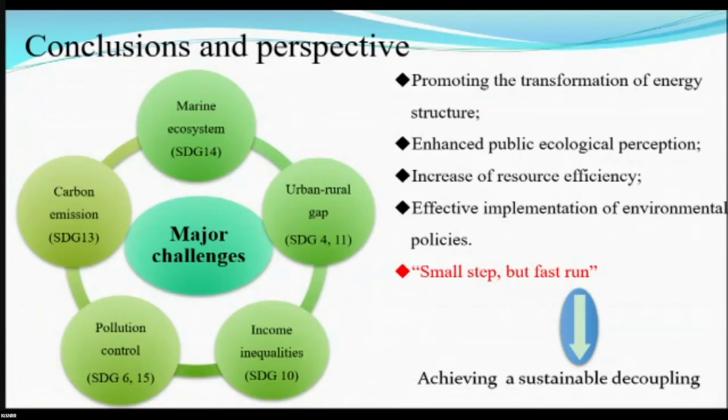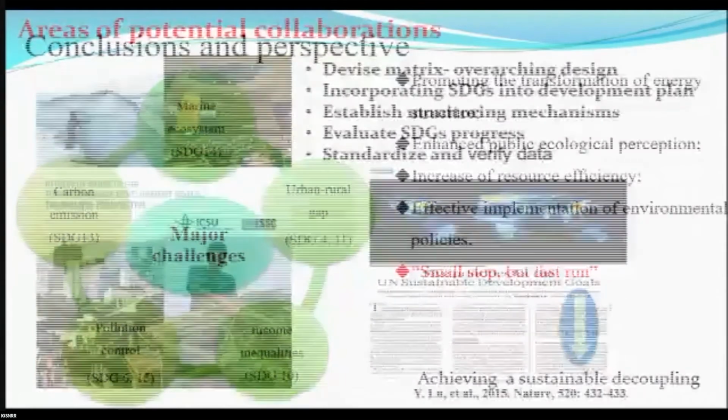So in the future, we think there are still major challenges. The urban and rural gap is still there, that's SDG 4 and 11. How can we develop urban communities without overlooking rural accessibility issues? Income inequality could be a very big issue now, that's SDG 10, and pollution control. Even though China has taken some measures, there are still big issues. And carbon emissions, that's SDG 13, and marine system health, SDG 14. These could be the major areas for us to deal with.